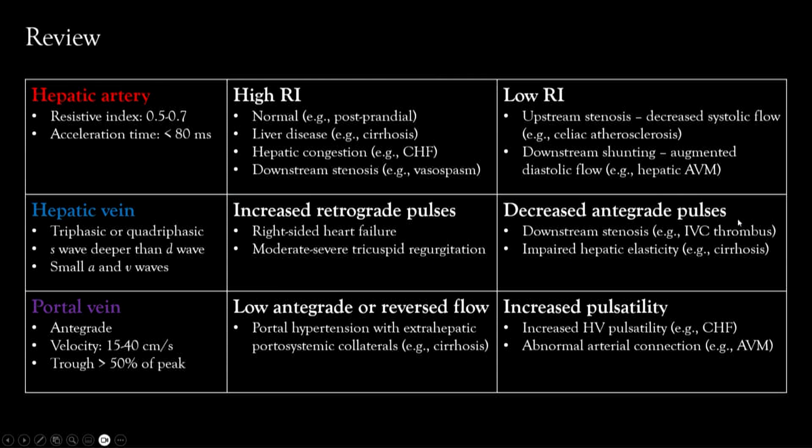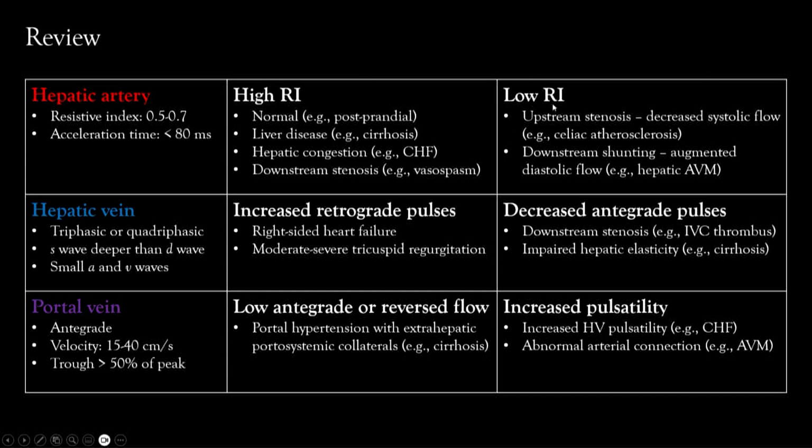Okay. All right, so to review, for our hepatic artery, normally we expect to see a resistive index in the 0.5 to 0.7 range, and we should have an acceleration time less than 80 milliseconds. When we see an elevated resistive index in the hepatic artery, that can be normal, like in the postprandial state, but it can indicate that there's some sort of intrinsic liver disease, that the liver is perhaps congested due to something like CHF or tricuspid regurgitation, or that you're measuring at a point in the hepatic artery where there's a downstream stenosis that could be atherosclerotic, it could be vasospasm, edema from an anastomosis.